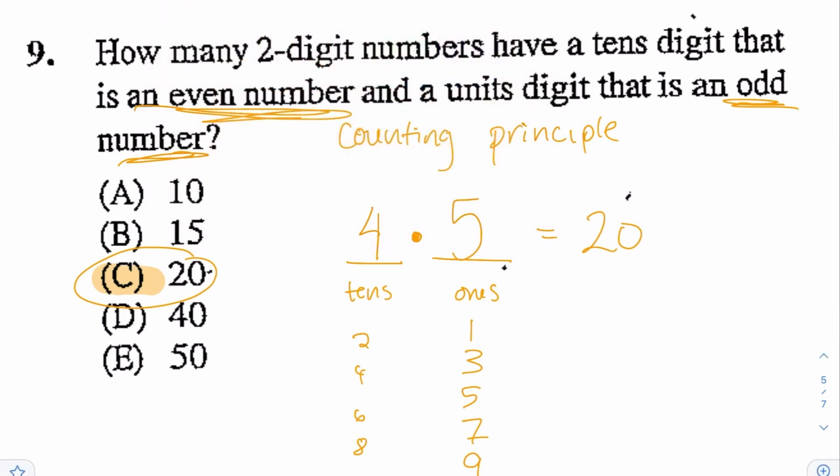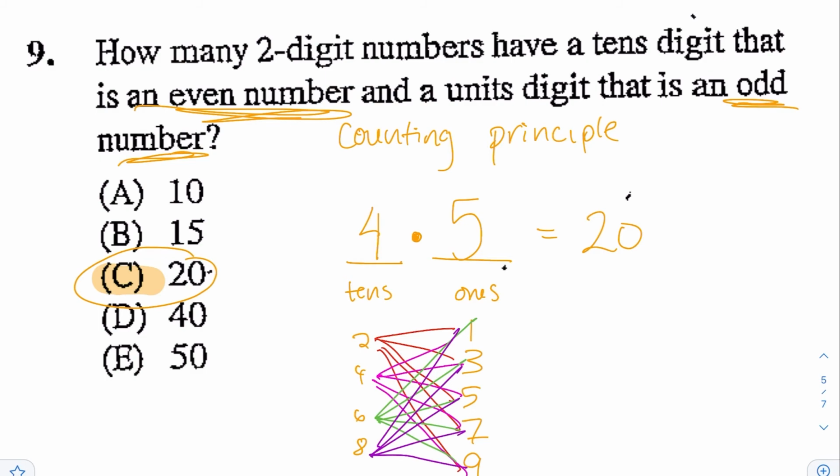For the tree diagram, you have 21, 23, 25, 27, 29. So 5 numbers in the 20s. Then you have 5 numbers in the 40s. So 41, 43, 45, 47, and 49. And then for the 60s, you have the same 5, 61, 63, 65, 67, 69. And last but not least, for the 80s, you have 81, 83, 85, 87, and 89. So all in all, you have 20 branches.